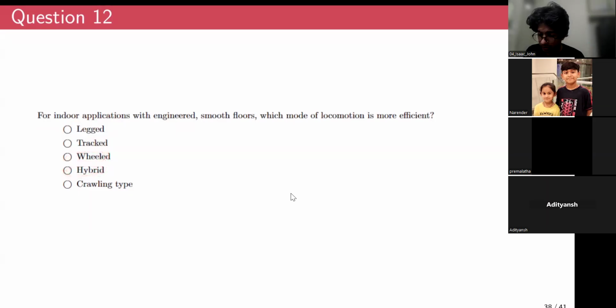Exactly, yeah. So this is more recommended because others are far too complicated for a smooth surface. Legged is far more complicated. It may probably not gain enough traction. Tracked is also probably an overkill. It's mostly intended for outdoor purposes. Hybrid, again, it's not really needed. It has properties of legs and wheels. We don't really require legs for a smooth surface.